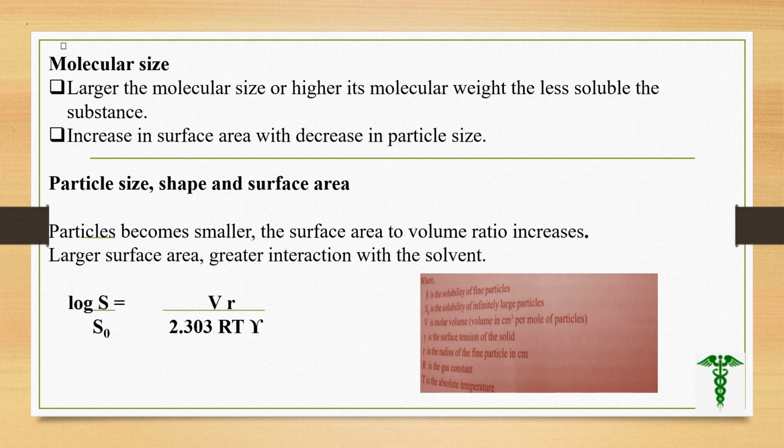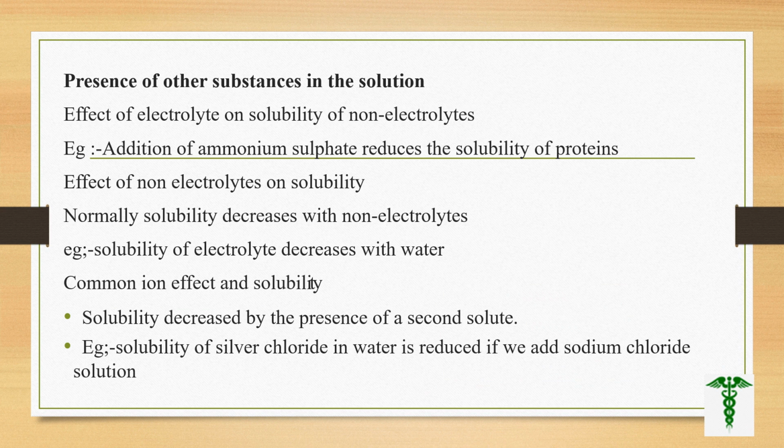So what we need is that the particle size has to be reduced, and a larger surface area is there, meaning if the particle size is less, more surface area is there, so greater interaction will happen with the solvent. Whatever equation you are supposed to write, you are supposed to write what are the parameters involved in that.